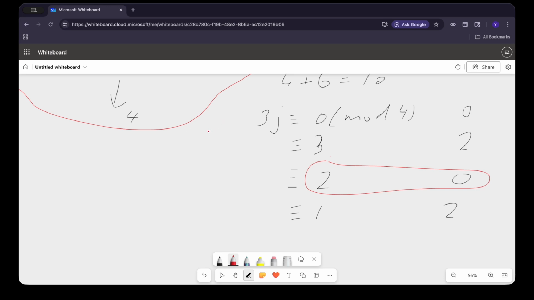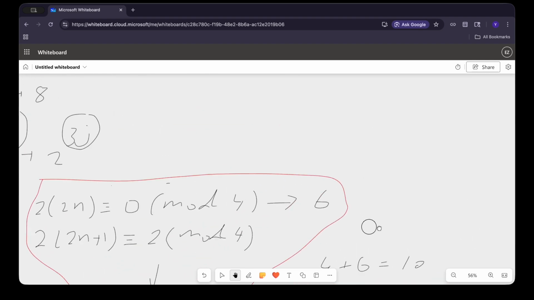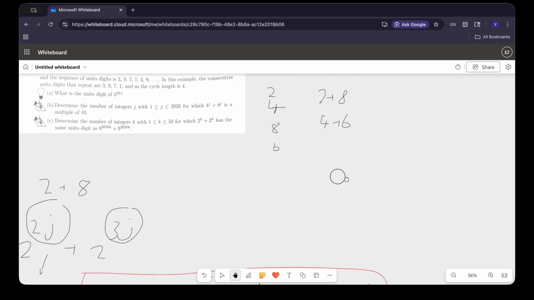This is because the pattern of the unit digit of 2 cycles through 2, 4, 8, 6, 2. Right now we're looking for the remainder of 2 and 0, and the only one that matches is this pair. So back to our problem to see what we need to do.